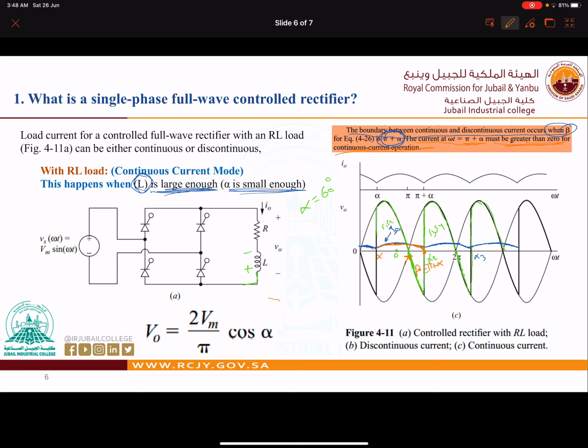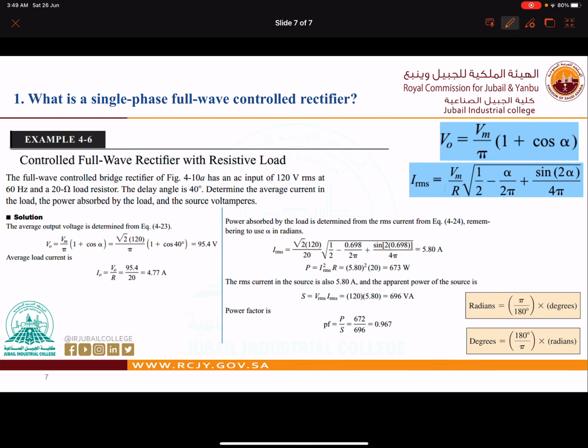Now this is the format. So if I ask in the exam, give me the V out once we have full wave controlled rectifier in continuous current mode, you will use this formula. So this is for the continuous current mode. It should be clear, this lecture, and inshallah we will go now through the example, and we will finish with this example.